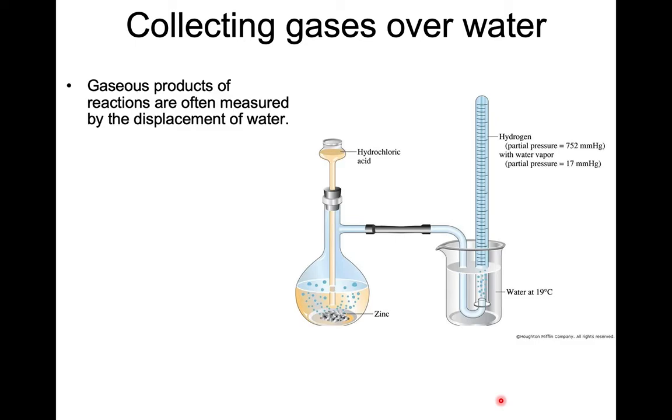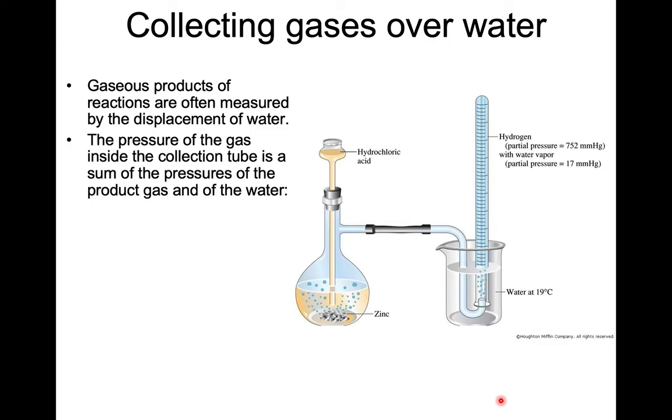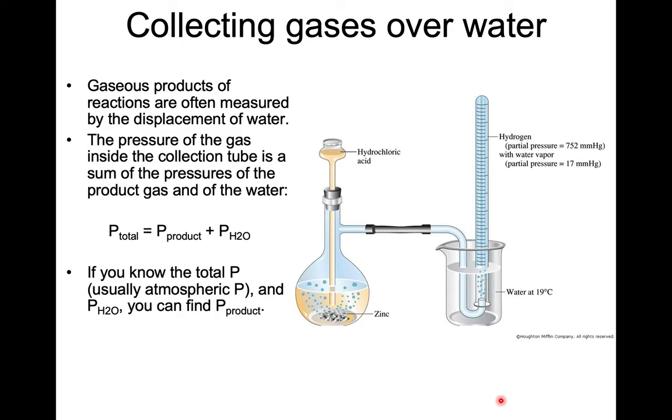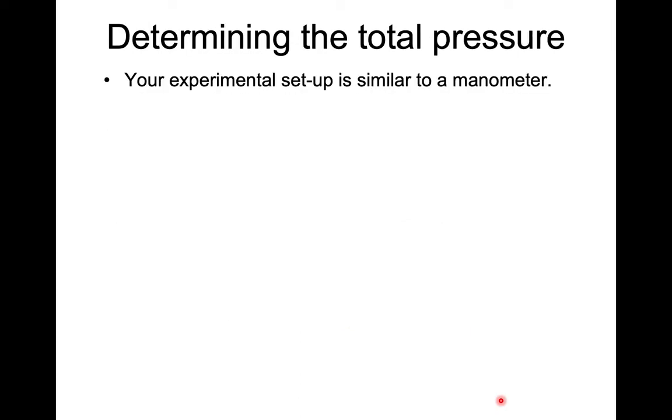Gaseous products of reactions are often measured by the displacement of water in this type of setup. The pressure of the gas inside the collection tube is the sum of the pressures of the product gas and of the water. The total pressure is equal to the partial pressure of the product plus the partial pressure of water. If you know the total pressure, and it's usually atmospheric pressure, and in the experiment you're doing today, that's what it is, and you know the partial pressure of the water, you can find the partial pressure of the product.